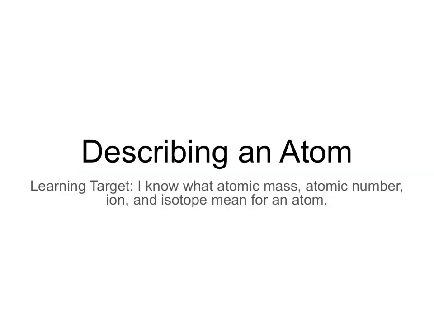So the goal of this video is to be able to describe an atom, knowing what an atomic mass, the number of protons and neutrons in the atom, the atomic number, the number of protons in the atom, an ion, an atom that has gained or lost electrons giving it a net electric charge, and the isotope, an atom which has a different number of neutrons in its nucleus, and what that means for an atom. And so I hope this video has helped you to be able to use those words to describe atoms and elements.